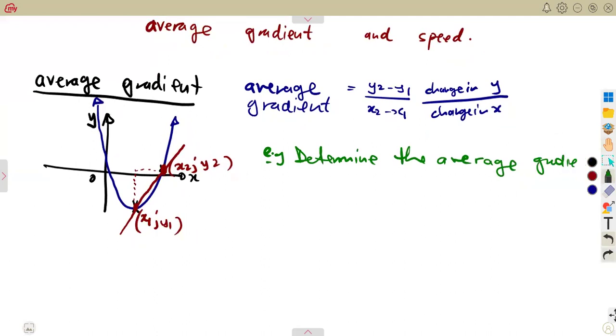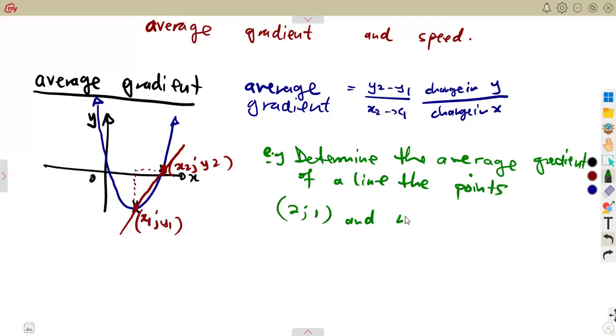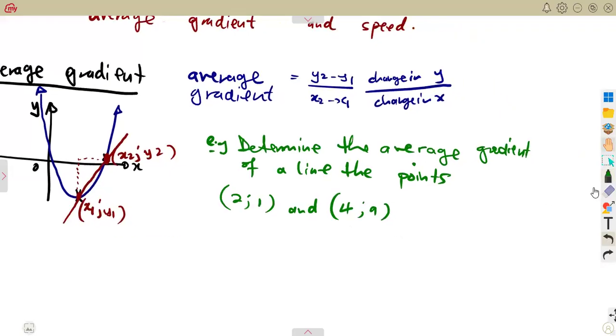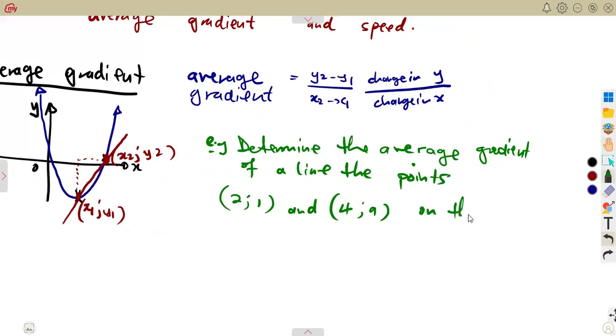I did not write these questions earlier. I'm just going to try and write it here. The average gradient of a line through the points you are given, the points (2, 1) and (4, 9), on the curve or on the graph, so it can be a curve or on the graph. So you're given, on the curve y is equal to x squared.